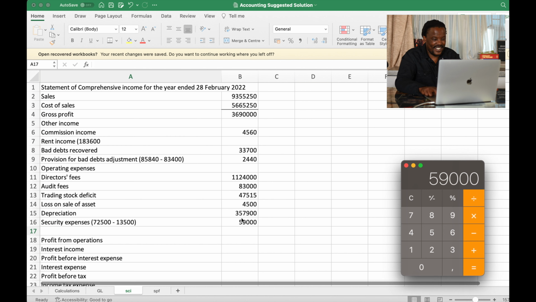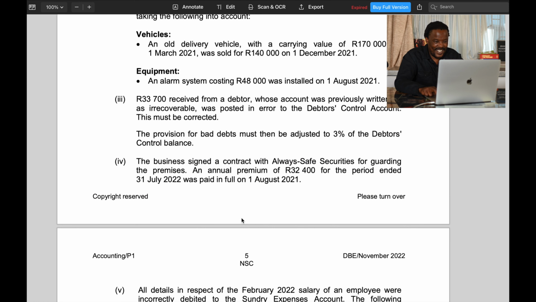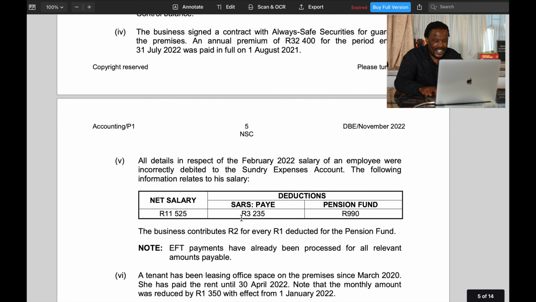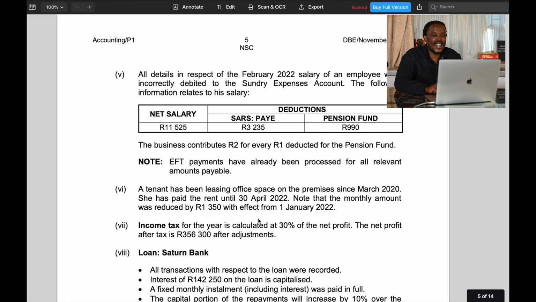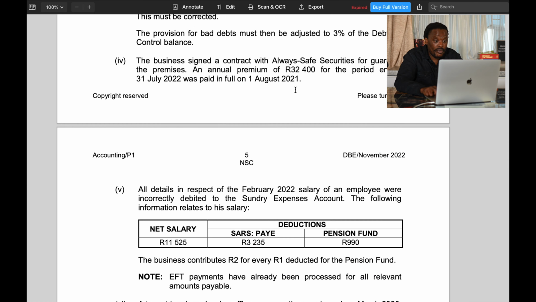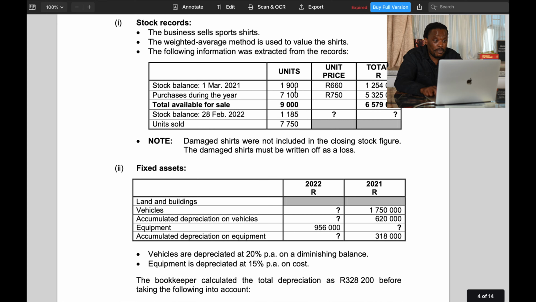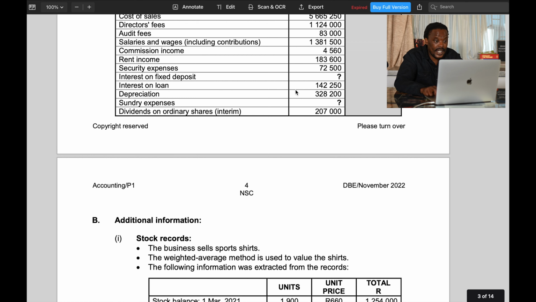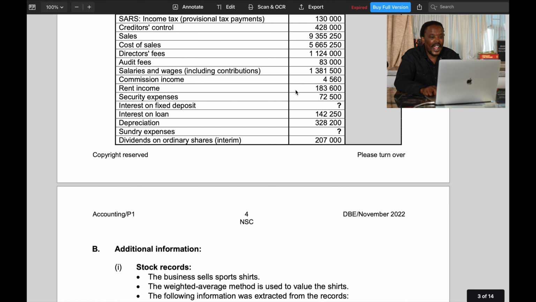What else? The next one is: all details in respect of February salary of an employee were incorrectly debited to the sundry expenses. It was not supposed to be debited to the sundry expenses. It was supposed to go to salaries and wages, or wages and salaries. Let's check how they put it. Let's look at the pre-adjustment trial balance and see what we have: salaries and wages.